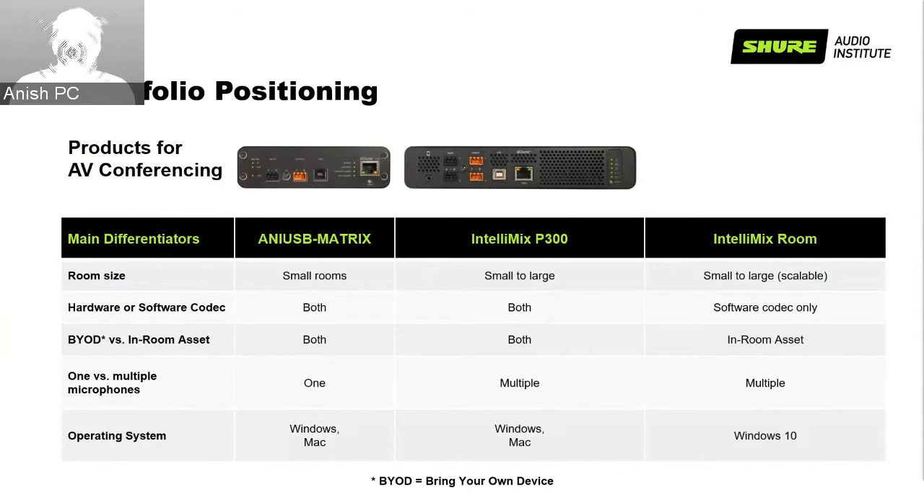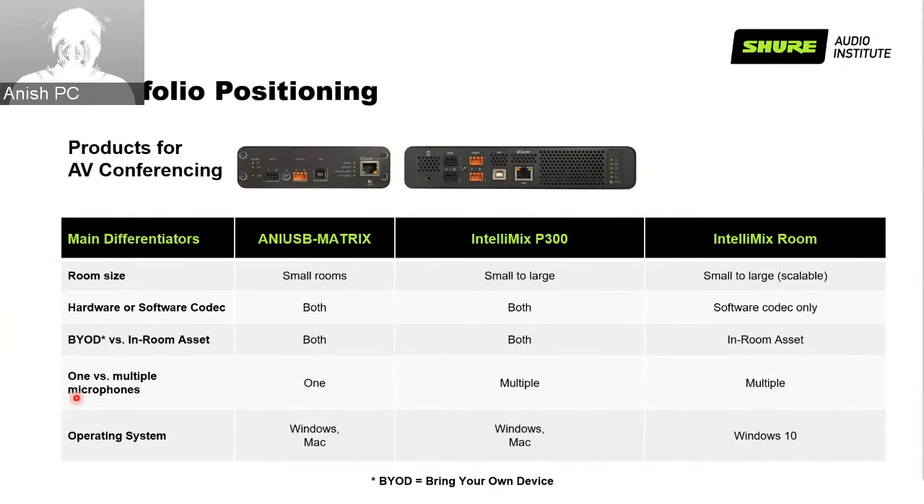On BYOD versus being an in-room asset, the ANI USB matrix and the IntelliMix P300 can be used in conjunction with other devices or as an in-room asset. The IMX room is an in-room asset that operates on the same room PC as the video conferencing codec. The ANI USB matrix and the P300 can work on a Windows and a Mac platform, while IMX room operates only on the Windows 10 platform.